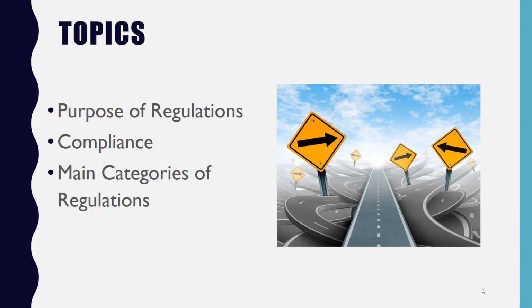To do this, we're going to talk about the following topics: the purpose of regulations, the process of compliance, and a review of the main categories and regulations within them. The purpose of regulations. They are not just there for extra paperwork, and they have been put in place for good reasons. The process of compliance. This can seem overwhelming. So, how to get started? And a review of the main categories and regulations within them.